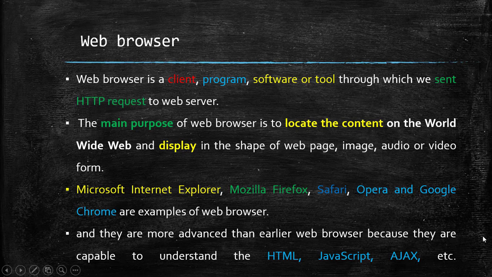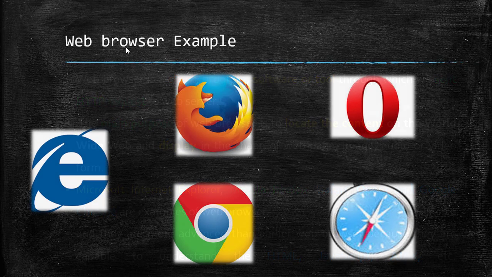Why are they advanced web browsers? Because they are capable of understanding HTML, JavaScript and Ajax. The modern web browsers are capable of understanding JavaScript and HTML, and of displaying web pages that are created with the help of HTML, JavaScript and Ajax. So this is everything related to web browsers. These are examples of some commonly known web browsers. This is the symbol of Internet Explorer, Mozilla Firefox, Chrome, Opera, Safari. Okay, these are a few examples of web browsers.